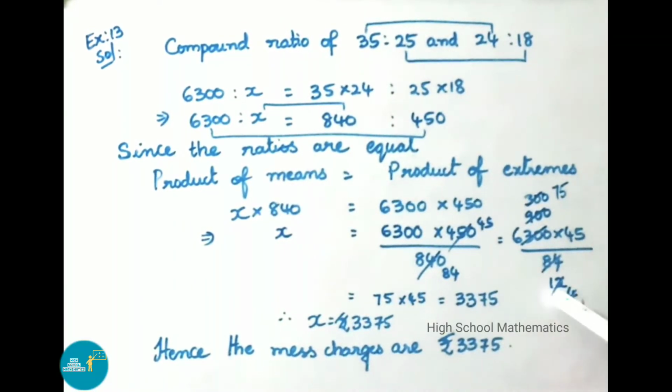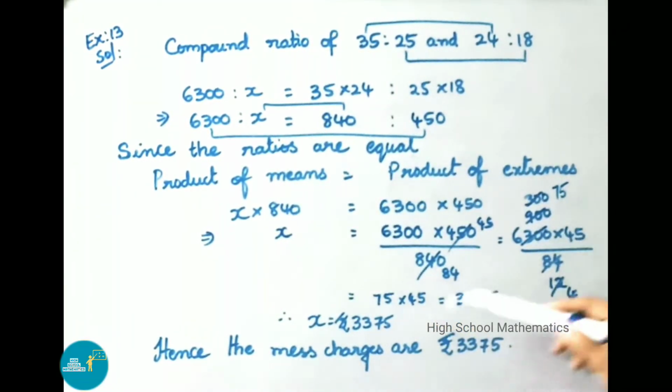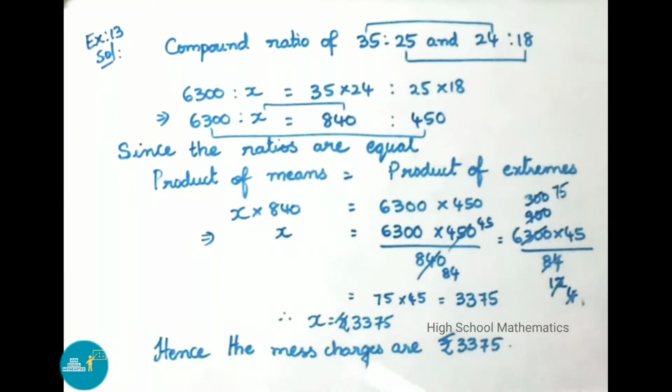7 table: 7 twelves are 84, and 7 nine hundreds are 6300. Now 3 table: 3 fours are 12. 3 table: 3 three hundreds are 900. Now 4 table: 4 ones are 4. 4 table: 4 seventy-fives are 300. So that equals, multiplying the numerator, 75 into 45, which equals 3375. Therefore, the x value is 3375 rupees.